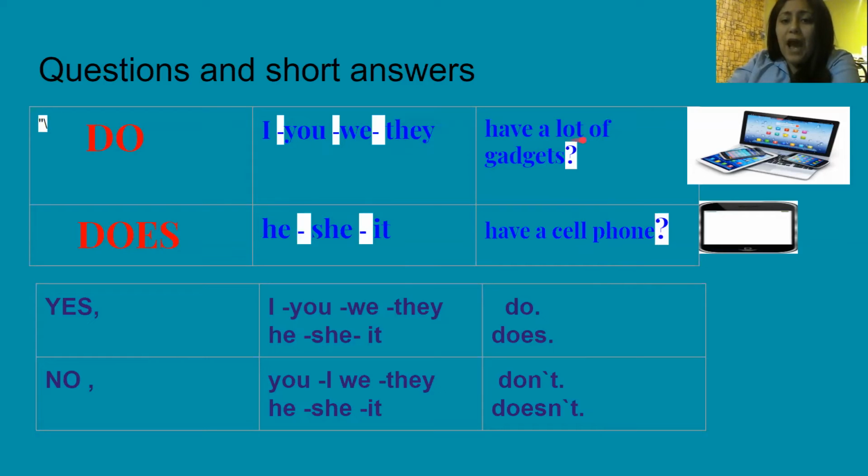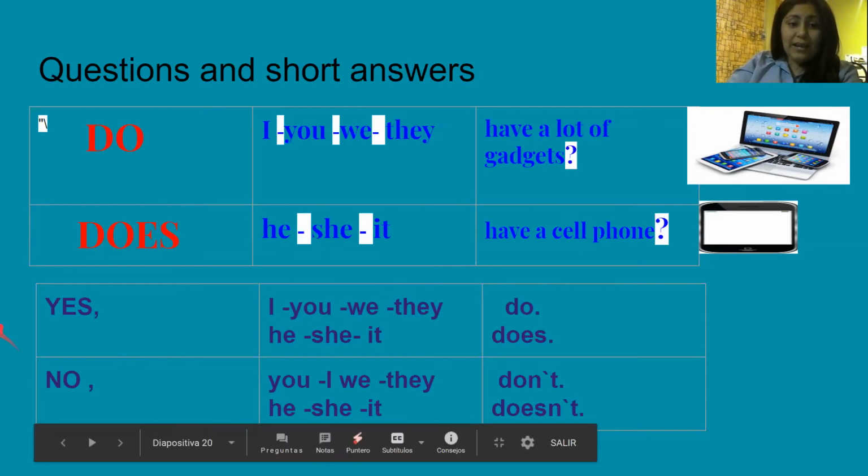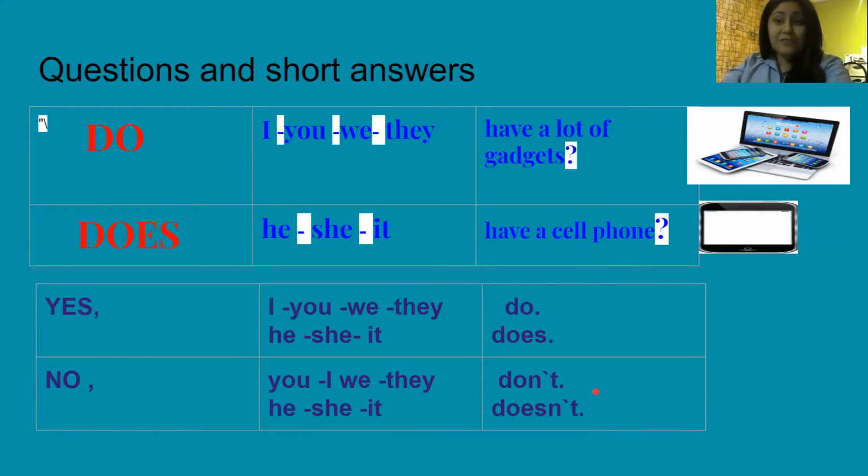Do you have a lot of gadgets? Affirmative answer, yes, I do. Negative form, no, I don't. For example, do they have a lot of gadgets? Negative form, no, they don't. Okay, do you understand? Do you have any questions? Okay, let's continue with the class.